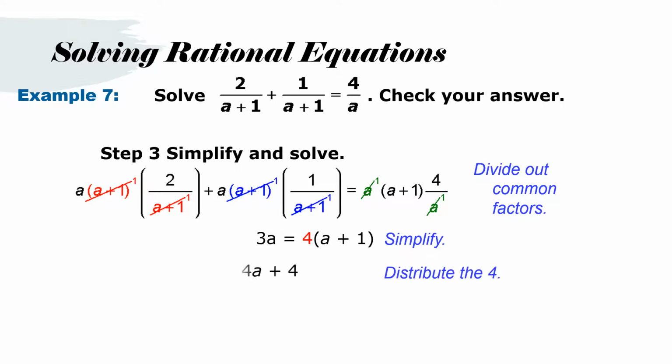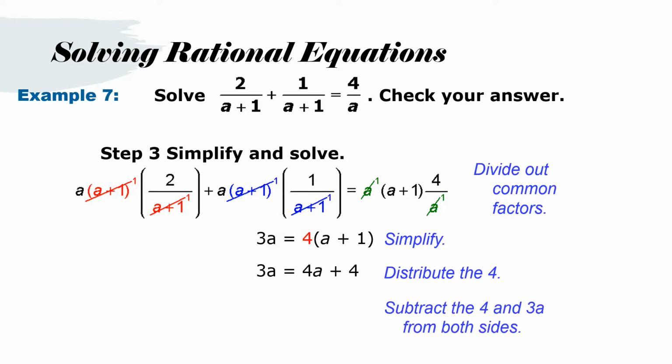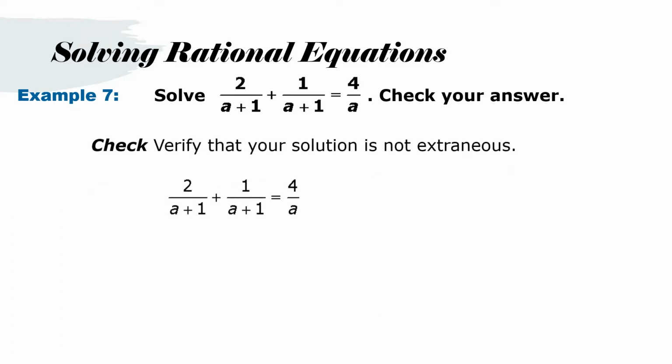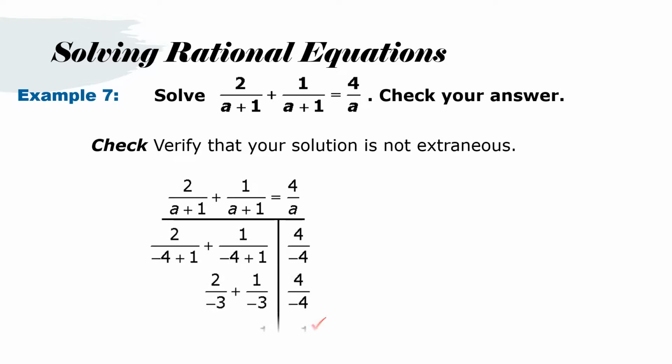Then distribute 4. Then subtract 4 and 3a on both sides. Then we have negative 4 equals a. In other words, the value of a is negative 4. Check. And the left side is equal to the right side. Therefore, the value of a is negative 4.